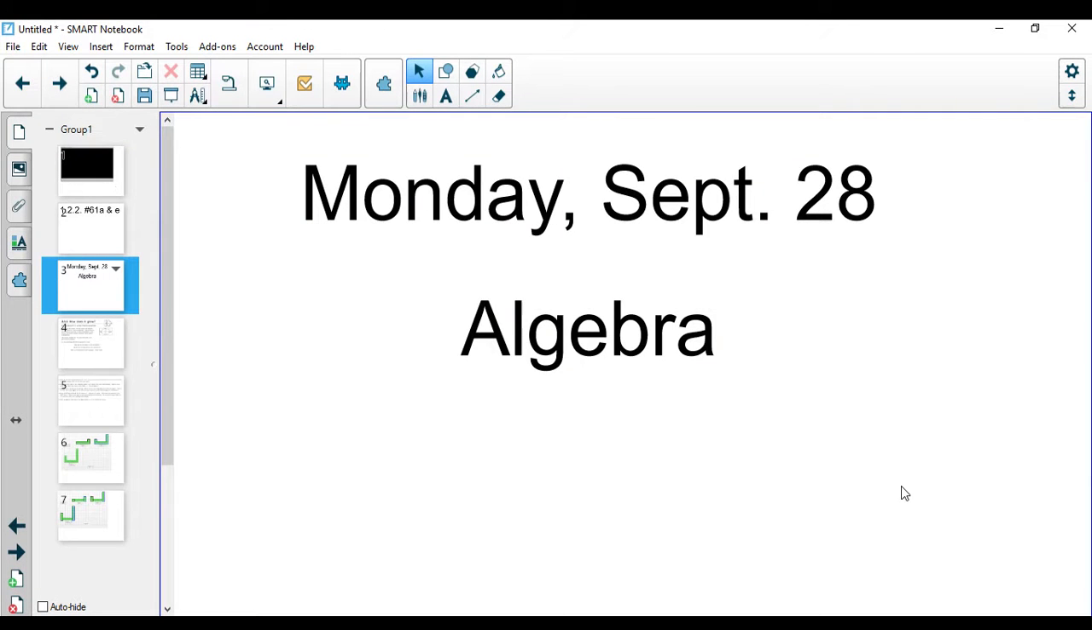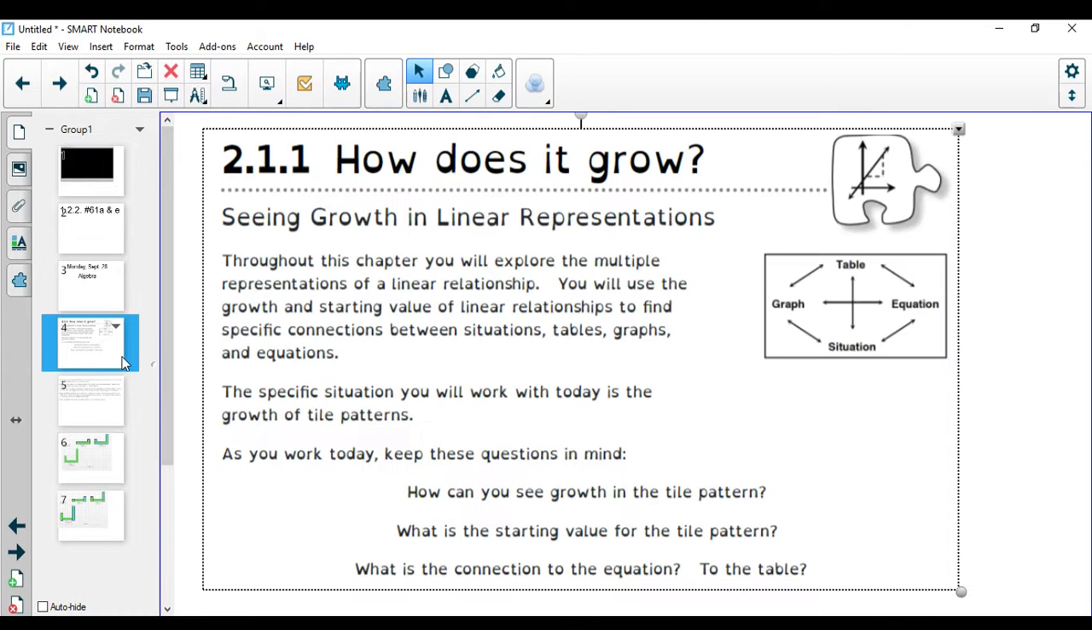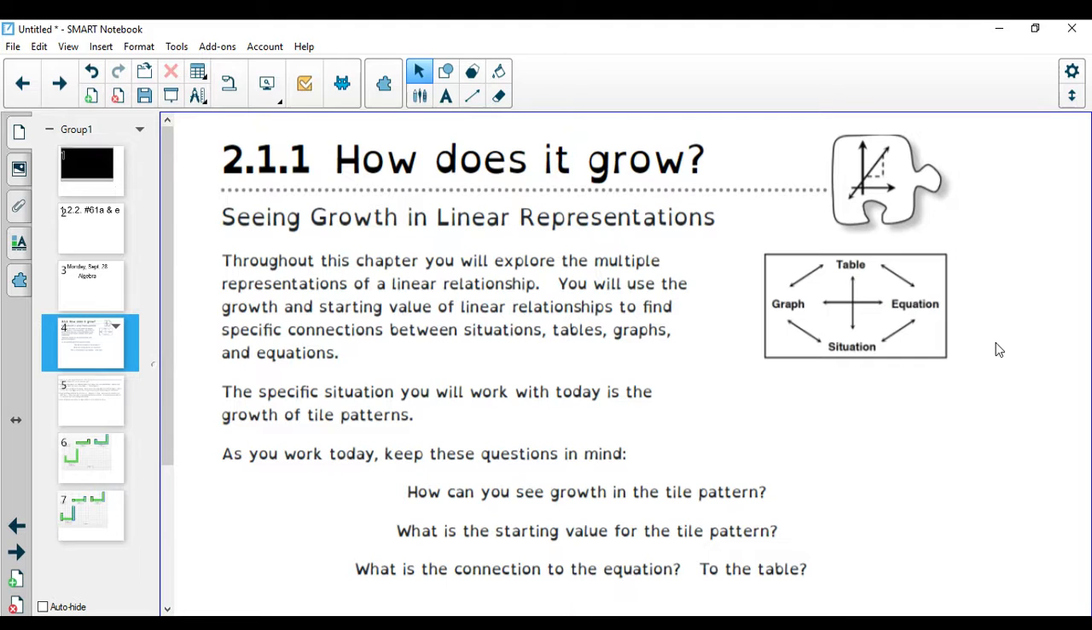Good morning. It is Monday, September 28th, and I'm going to go over the lesson that we did today in algebra. We are working in section 2.11 called How Does It Grow? And we're looking for the type of growth we have in linear representations.